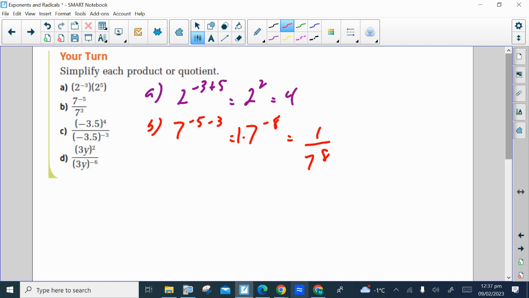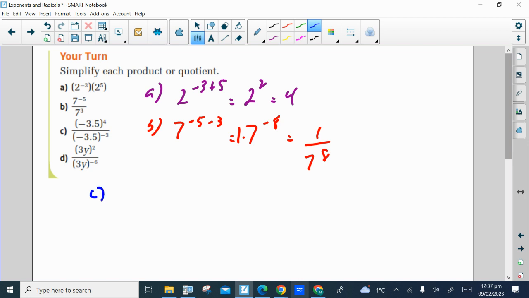And you could definitely use your calculator to find out what 7 to the power 8 is. It's going to be a mighty big number, and then 1 divided by that will give you a very small decimal that you'd have to round, so I'm just going to leave it like that, 1 over 7 to the power 8.